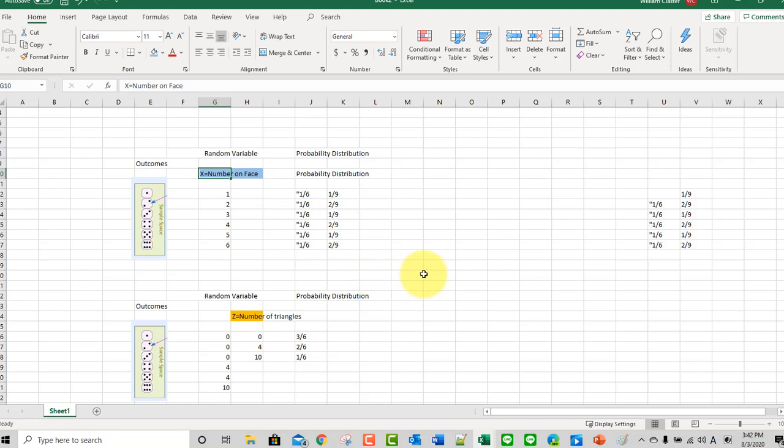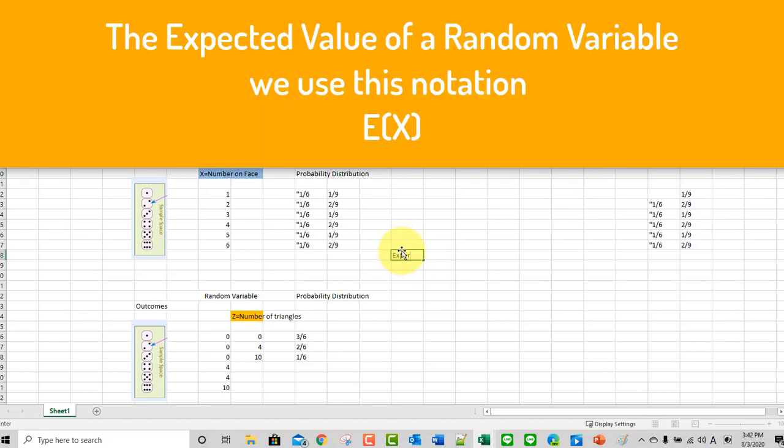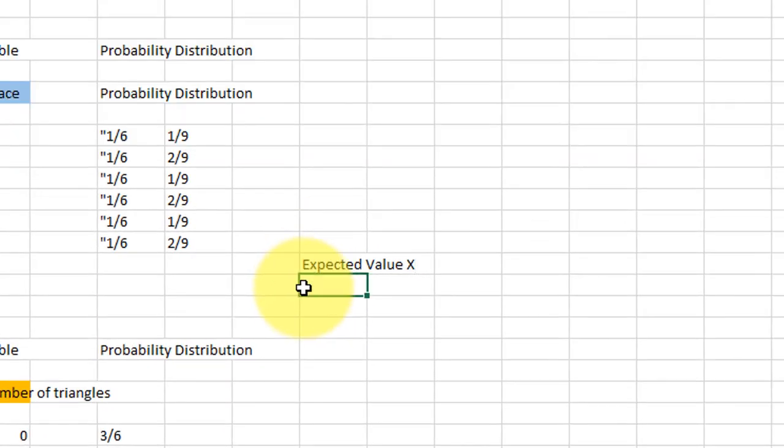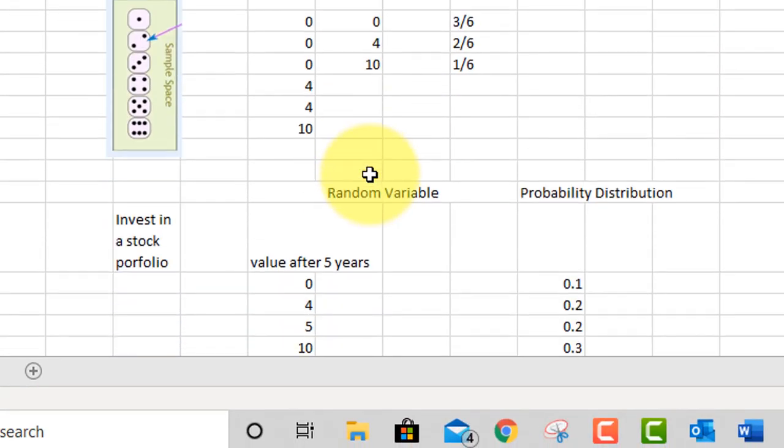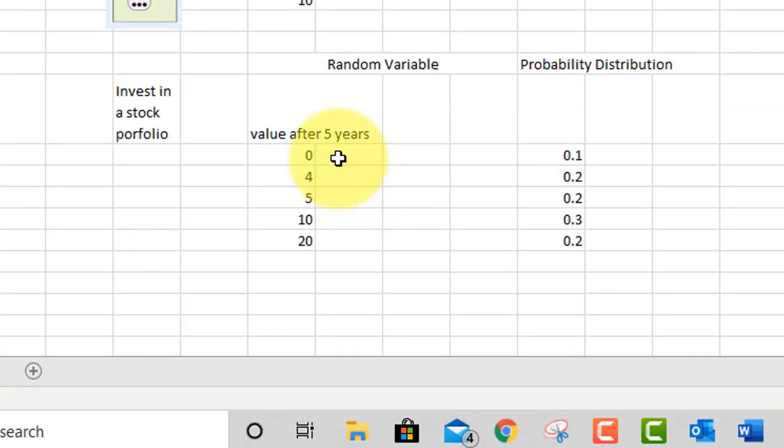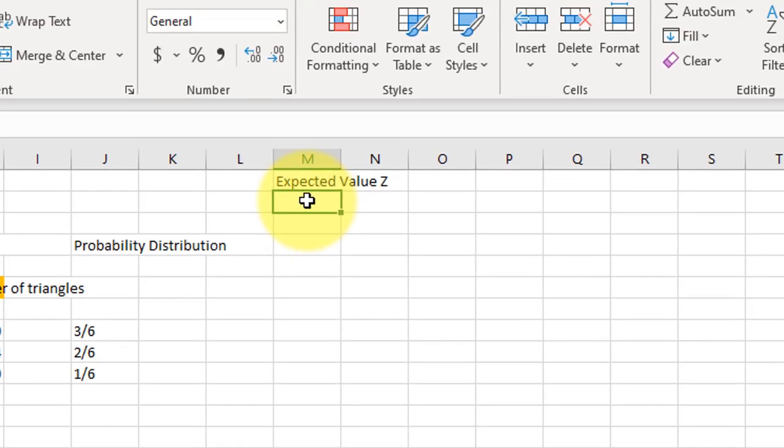Okay, so now we finally get to where I wanted to go with this, and that is this word, the expected value. We want to talk about the expected value for x, the expected value for z, and also, I didn't give this a name, but let's call this future. Expected value for f.